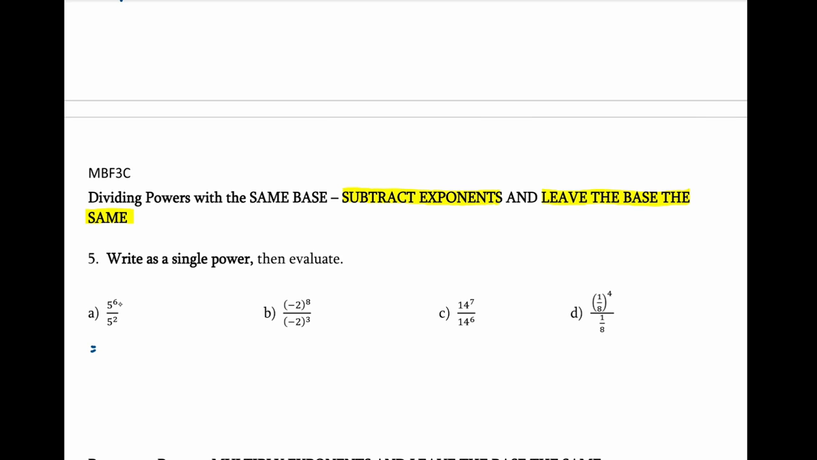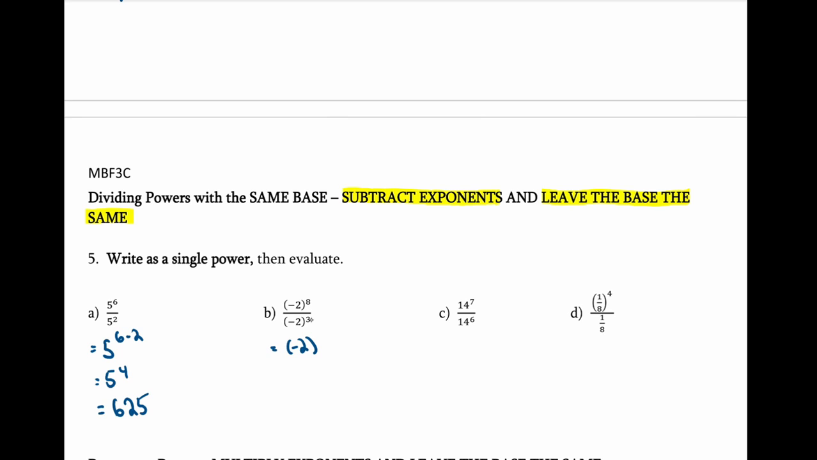So 5 to the power of 6 divided by 5 to the power of 2. Two powers that have the same base, so I know I'm going to have a base of 5. But now I have to subtract the exponents. So it's going to be 5 to the power of 6 minus 2, or 5 to the power of 4. And then evaluate on our calculator, 625. B, it's the same idea.